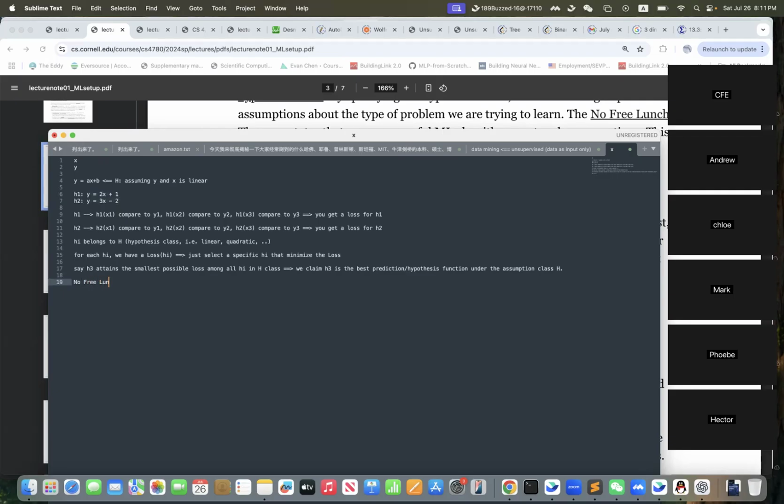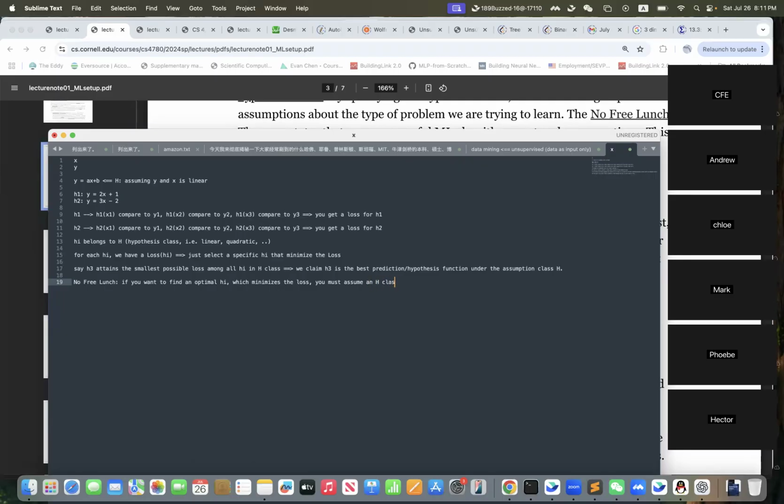Let us review again, right? No free lunch tells us if you want to find an optimal Hi, a specific Hi that minimizes the loss, you must assume an H class. So what is an H?